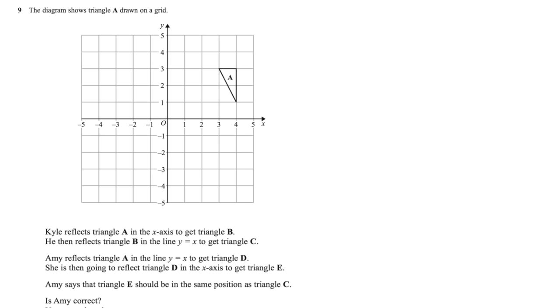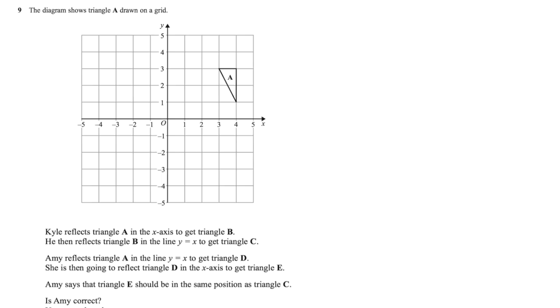In this lesson, we'll be focusing on question 9. The diagram shows triangle A drawn on a grid. Kyle reflects triangle A in the x-axis to get triangle B. He then reflects triangle B in the line y equals x to get triangle C. Amy reflects triangle A in the line y equals x to get triangle D. She is then going to reflect triangle D in the x-axis to get triangle E. Amy says triangle E should be in the same position as triangle C. Is Amy correct? You must show how you get your answer.